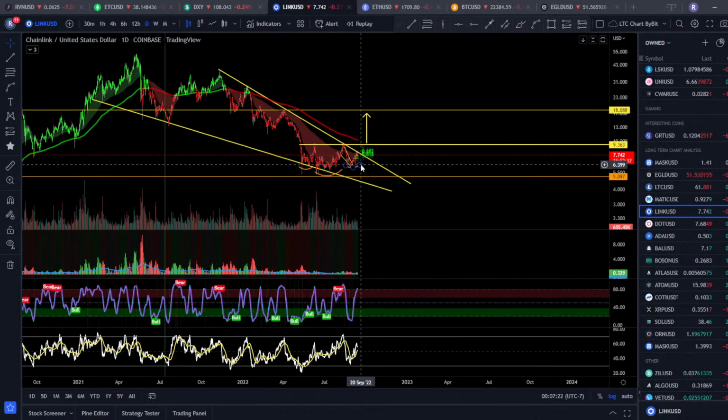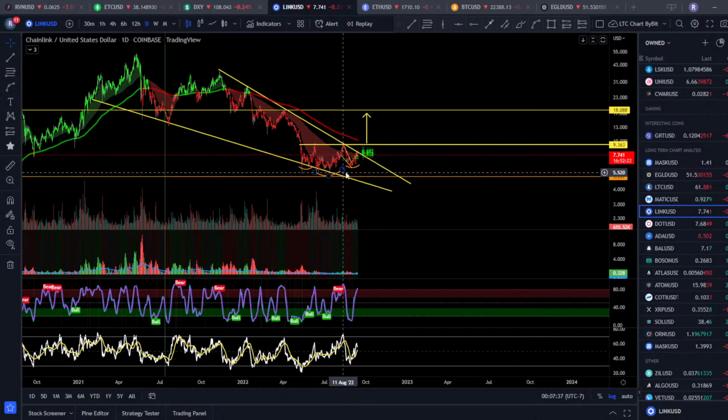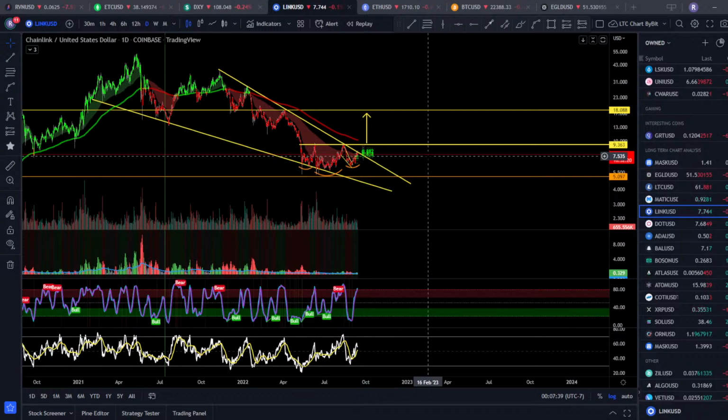Plus, I think Link was one of the first coins to run in the 2021 bull market. And during the bear market, it fared a lot better than a lot of other coins. Let me take a sip of tea here.